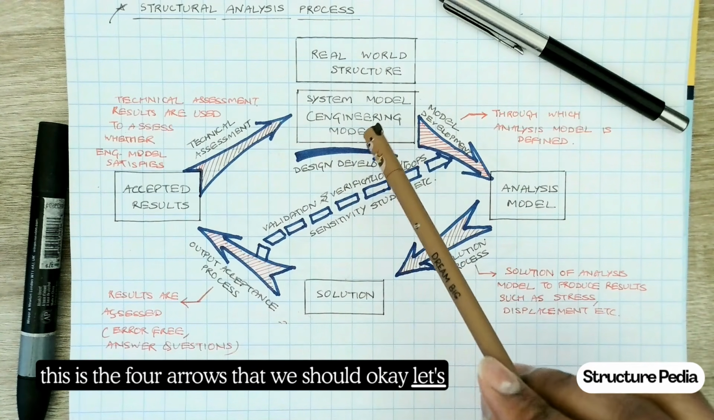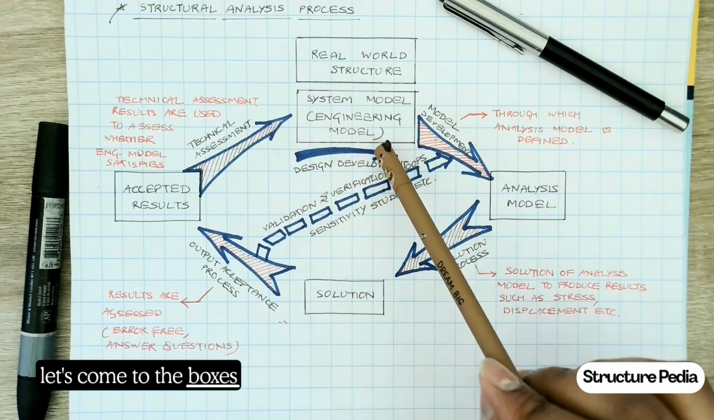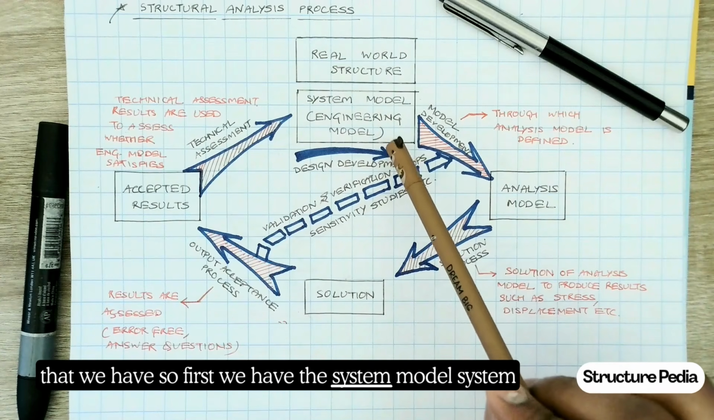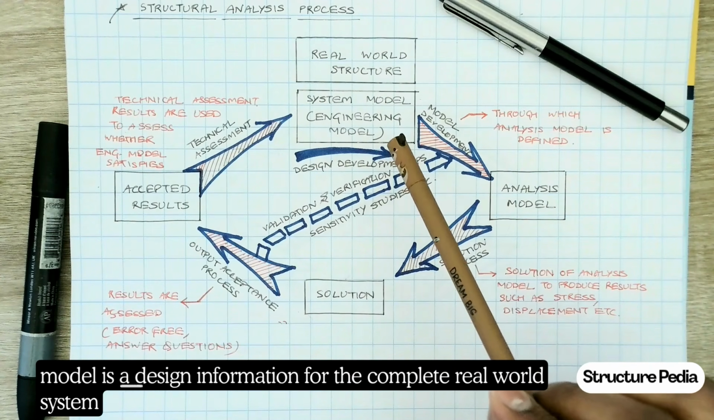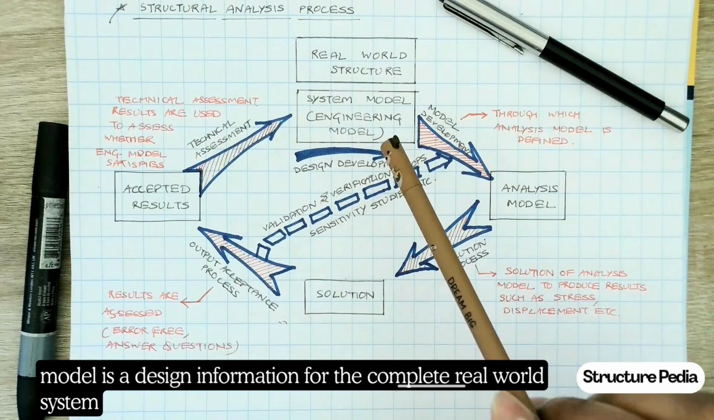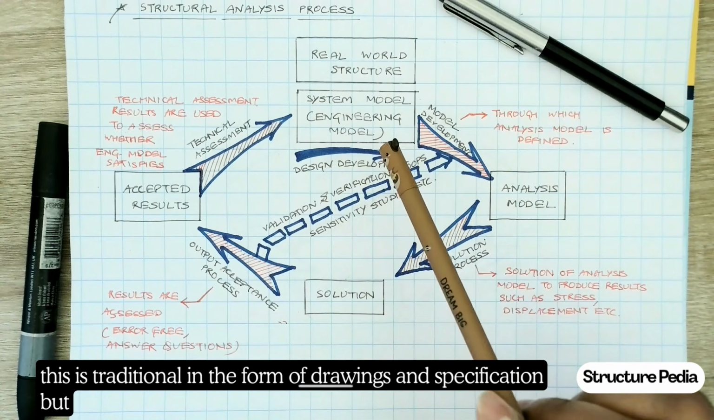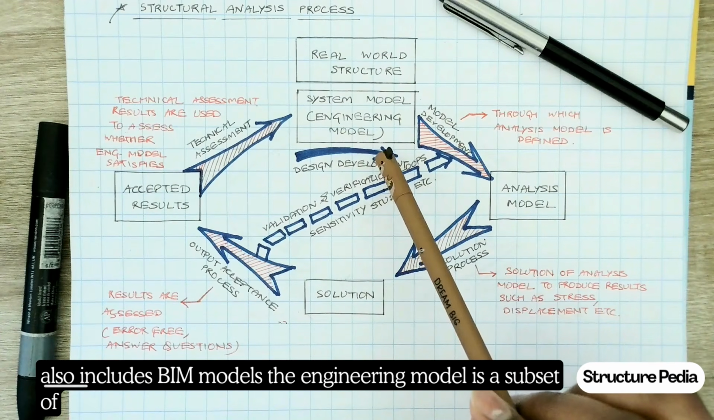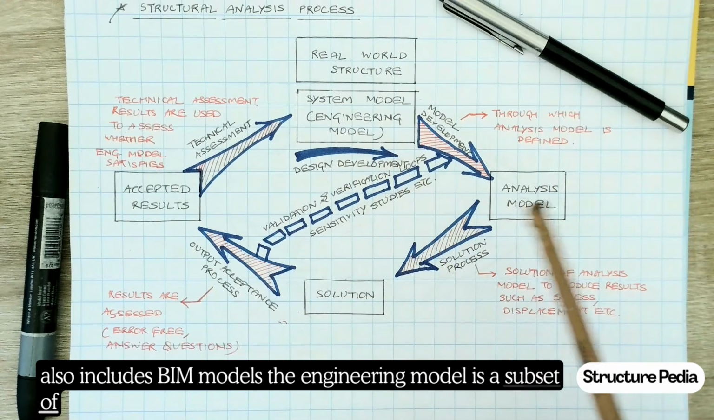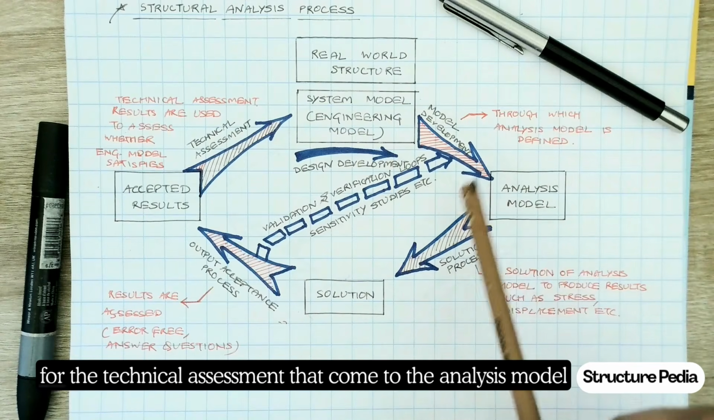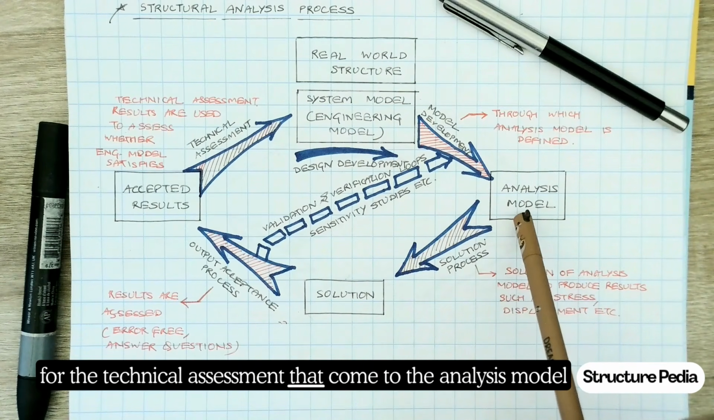Okay. Now, let's come to the boxes that we have. First we have the system model. The system model is the design information for the complete real world system. This is traditionally in the form of drawings and specification, but also includes BIM models. The engineering model is a subset of the system model that defines the features of the structure needed for the technical assessment.